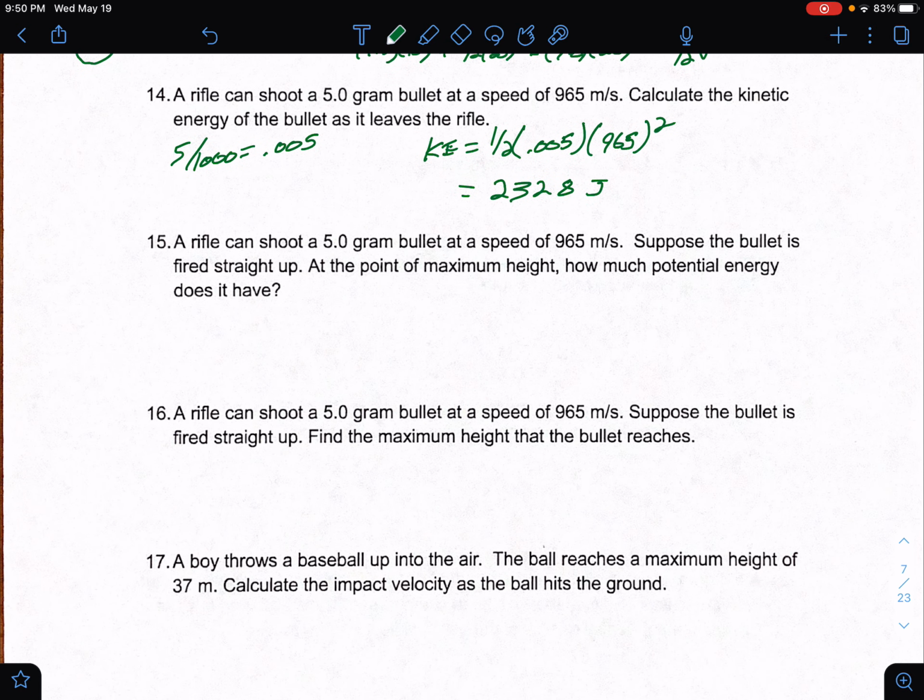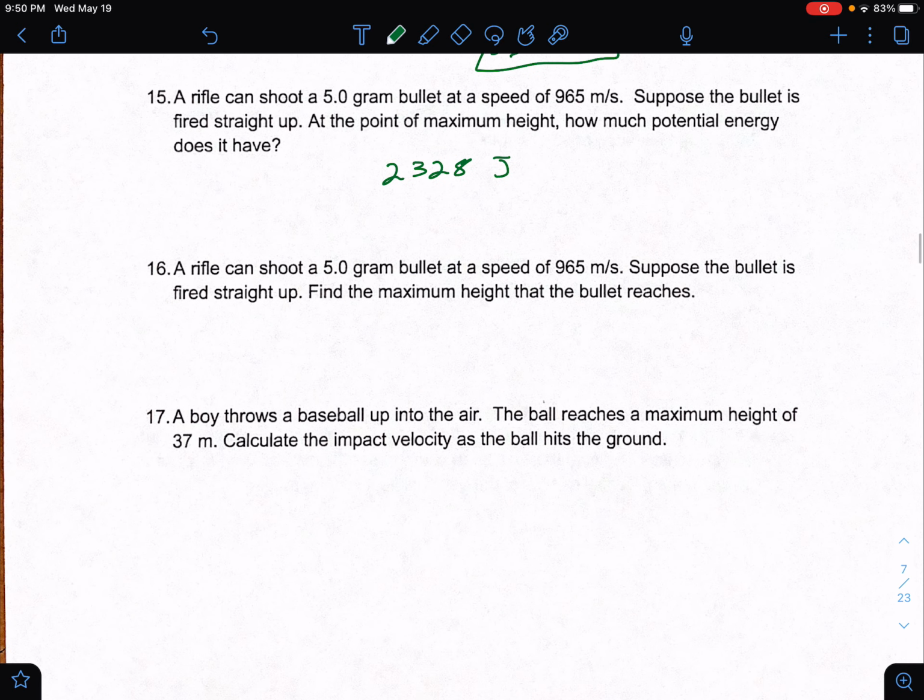15, so same problem. So suppose it's fired straight up. At the maximum height, how much potential energy does it have? So when it left the gun, that was my total energy, my mechanical energy. Even though it was kinetic, I technically didn't have any height yet in this situation, so that is my mechanical energy. So when it reaches the top, it better have 2328 joules at the top as well.